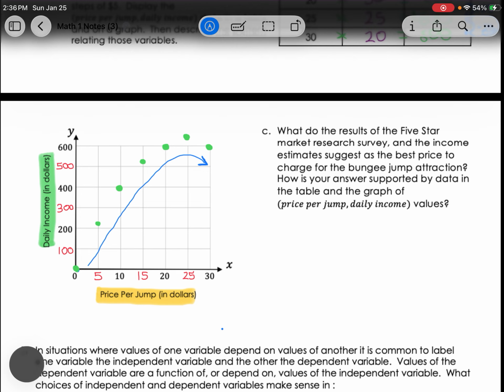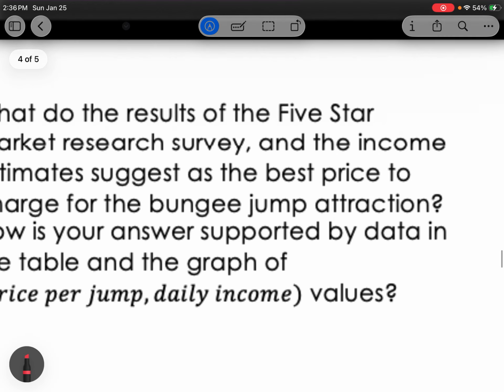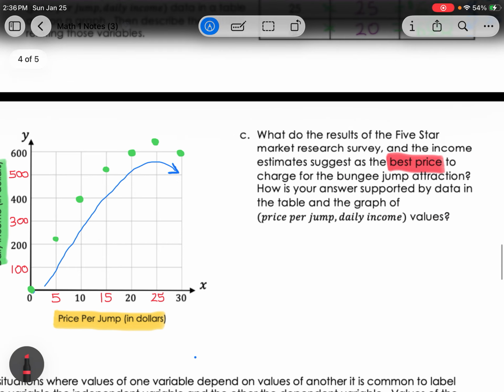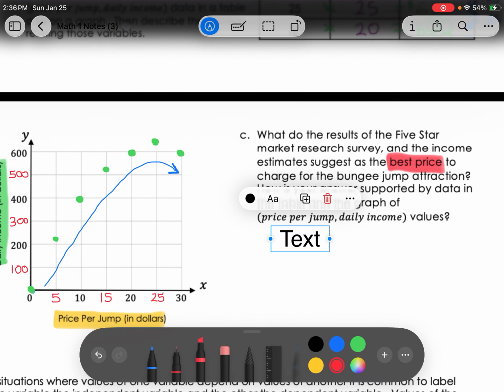By looking at results from our beautiful graphs and our tables, what is the... I'm going to go in and highlight it. I'm going to highlight it in red because obviously we need more colors on this paper. We need to figure out the best price. Okay, the best, I'm going to label it down here. I'm going to write it for us.